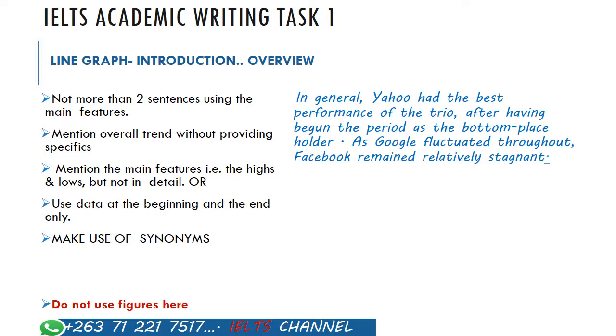In analysis, we see that we started the overview with the overview language of in general. We wrote 2 sentences, and we wrote that at the beginning, Yahoo was bottom placeholder, and data at the end, Yahoo became first. We also mentioned Google, that fluctuated throughout, and talked about Facebook, which remained relatively stagnant. This is a very, very high score overview. Let's proceed to paragraph 1.